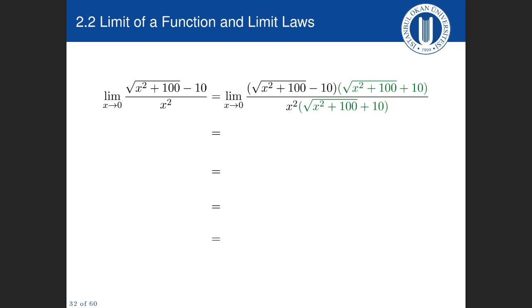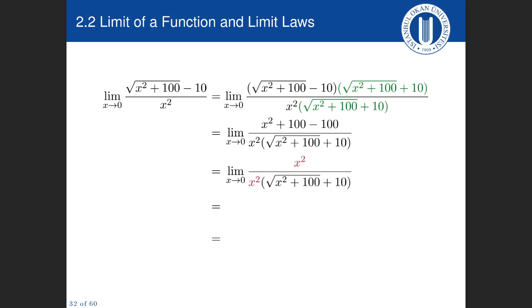Okay, so here we are. I'm taking my limit, multiplying the top by this green square root of x squared plus 100 plus 10, and I'm multiplying the bottom also by the square root of x squared plus 100 plus 10. And because a minus b multiplied by a plus b is equal to a squared minus b squared, on the top we have x squared plus 100 minus 100. Or on top, we just have x squared. That will cancel out with the x squared on the bottom. And we're just going to be left with 1 divided by the square root of x squared plus 100 plus 10.